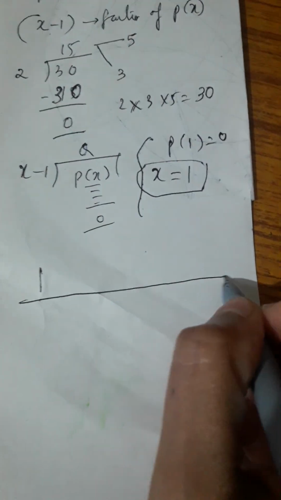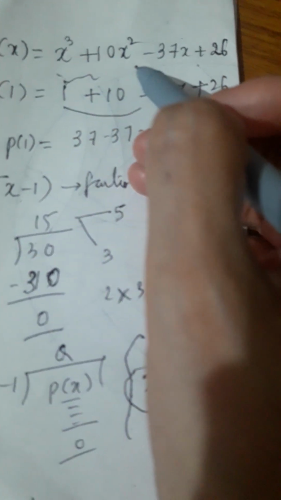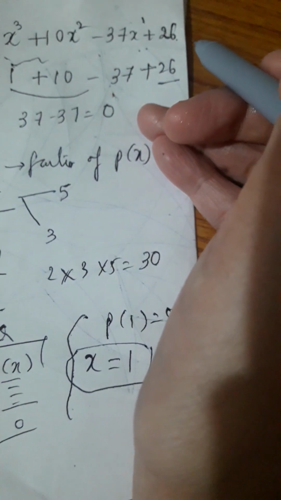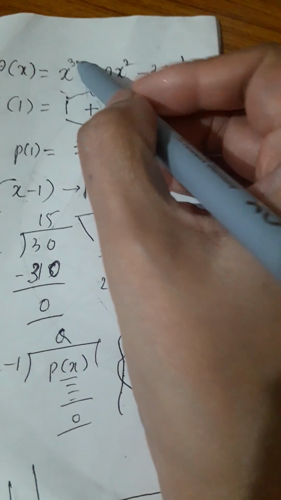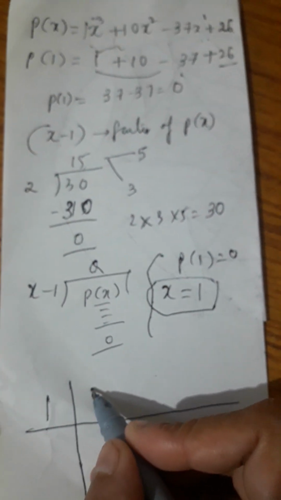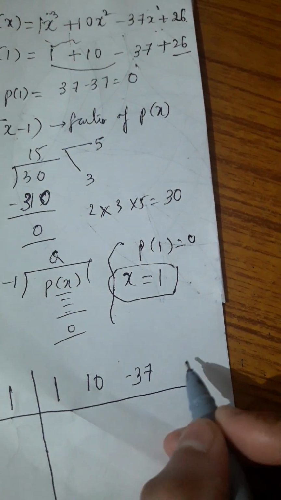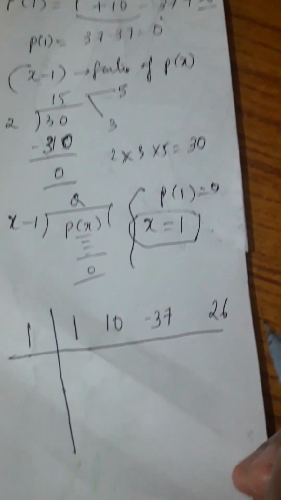Now I'm teaching you synthetic division. Put that 1 here and look at the polynomial. x cube plus 10x square minus 37x plus 26. 37x means x power 1 it becomes, okay? And 26 means 26 into x power 0. x power 0 is 1, so 26 into 1 it is. So x cube is 1x cube. Let's put in the coefficients here. It's 1, then it is 10, then it is minus 37, and then it is 26. So 1, 10, minus 37 and 26.